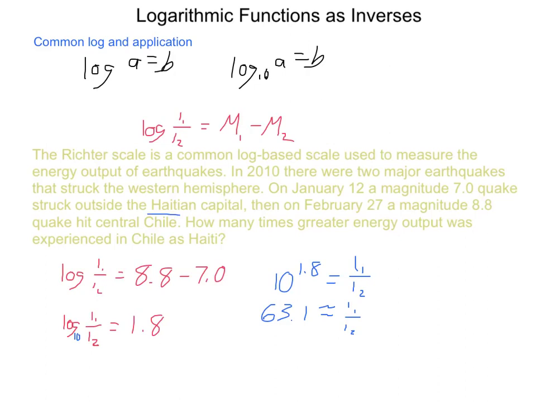Now some interesting side items. The Haitian earthquake resulted in approximately 316,000 deaths in and around the city of Port-au-Prince, whereas the Chilean earthquake resulted in 525 deaths.